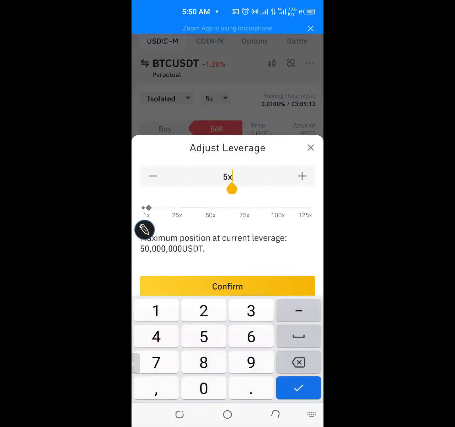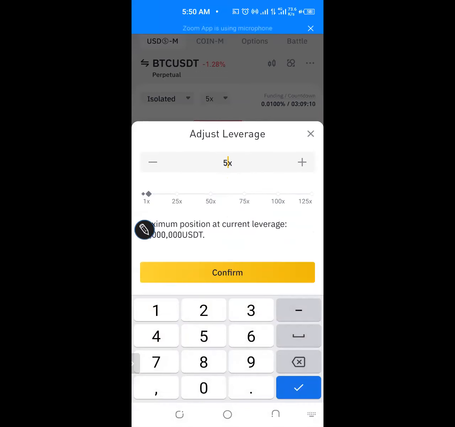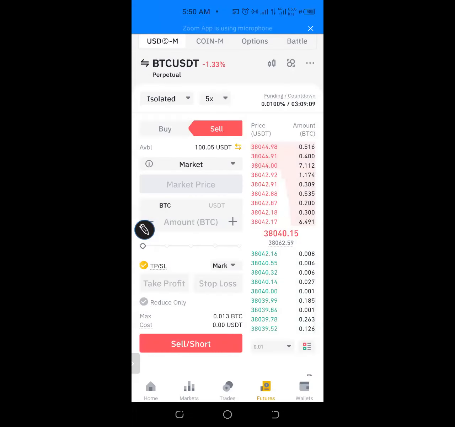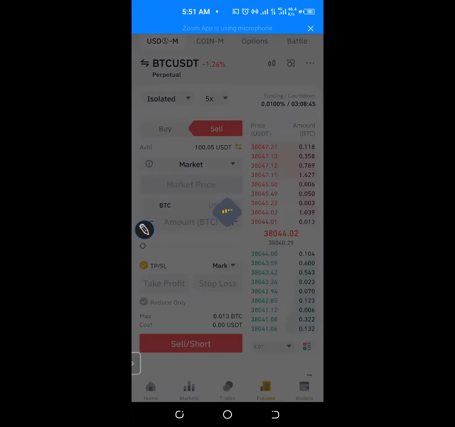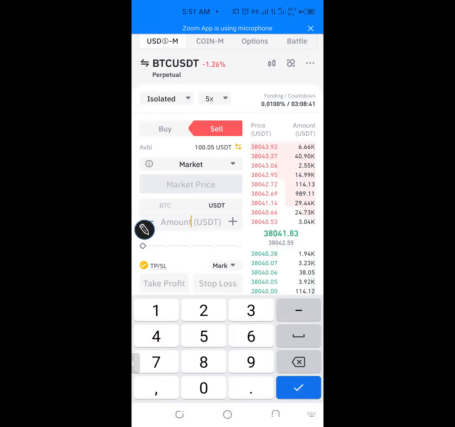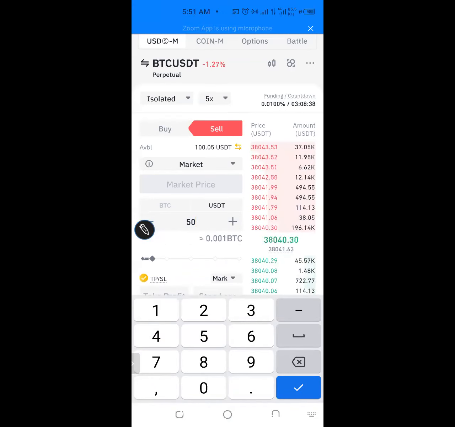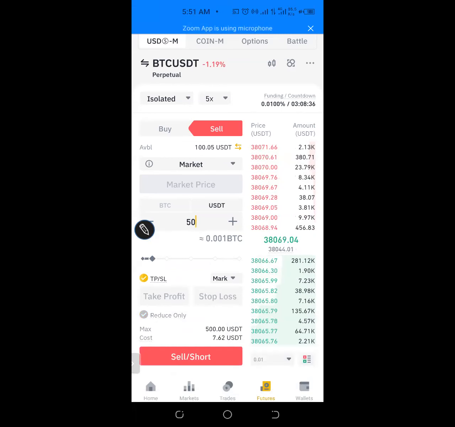So you can wipe it and put your 10x. So I'll just put 5x and confirm. I will select my market order and I'll say, okay, since I'm isolating a part of my capital, you see here BTC, you see USDT. If you put in BTC, it will show in units or Satoshi that you will not easily understand. So when you come here, click to highlight USDT. So I will speculate with $50.